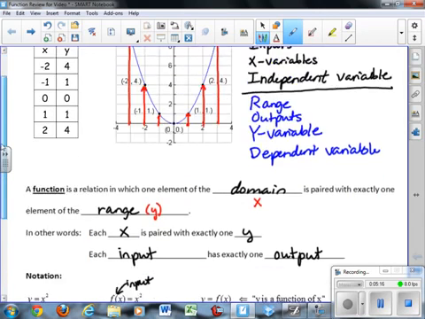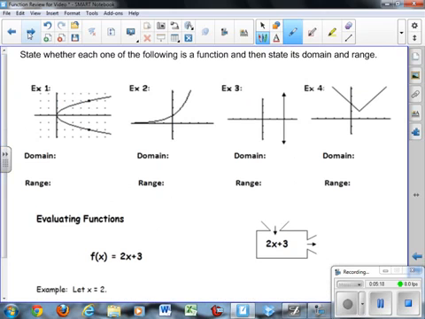Okay, now let's move on to the next page and do a little practice with some of these concepts. State whether each one of the following is a function and then state its domain and range. So let's look at the first one. Example 1, does each value of x correspond to only one value of y? Well, no. If I picked this value of x, I can see that it would correspond to two different values of y.